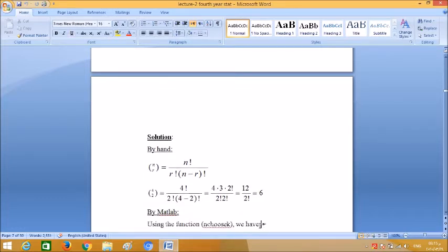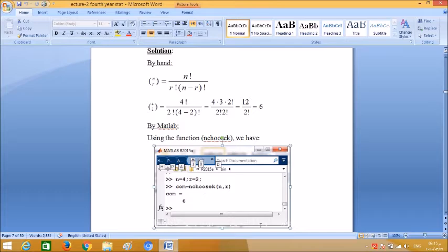By MATLAB, using the function nchoosek, we have, look, here n equal 4 and r equal 2. Then write the command com equal nchoosek(n, r). So n is the larger number and r is the second number which you want to select. You want to select 2 from 4. Okay, the number of ways will be 6, like this.